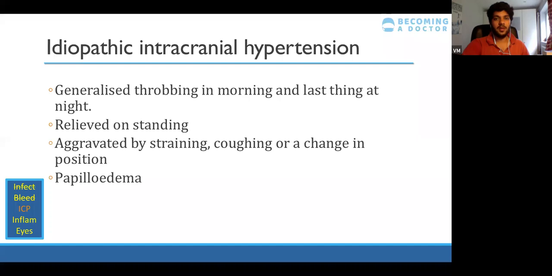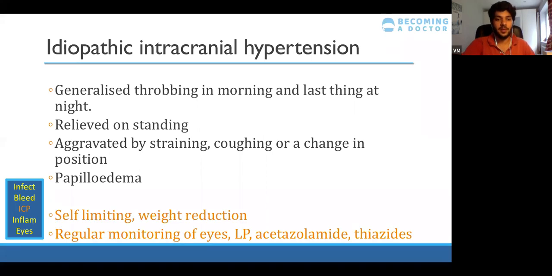In terms of the clinical semiology, they say that it's quite similar to the raised ICP picture: general throbbing in the morning and the last thing at night, relieved on standing, which is something peculiar to this condition, but they also have the papilledema and aggravation on straining. The main thing for this particular condition is that you know when to pick it up. In terms of the management, I don't think you need to know that much. It's generally self-limiting with weight reduction, and there are a few other management bits that are unlikely to come up in exams.